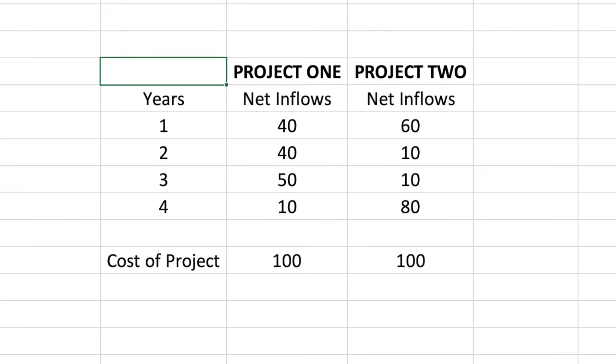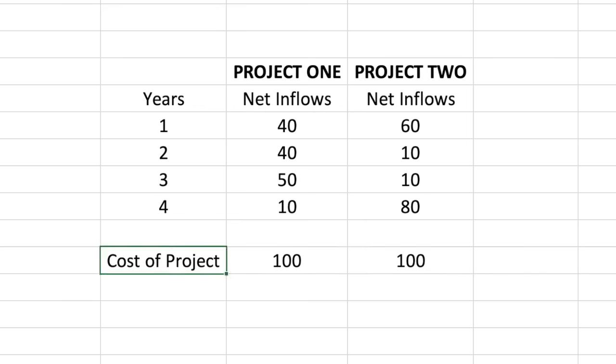So the best way to explain ARR, NPV or payback or even sensitivity analysis is to use real numbers. So for all of those videos, I'm going to use the same numbers for continuity, and we're going to have two projects, project 1 and project 2. And each project is going to last 4 years, 1, 2, 3, 4. And each of those projects has a cost. 100 is going to be the cost of project 1 and 100 is going to be the cost of project 2.